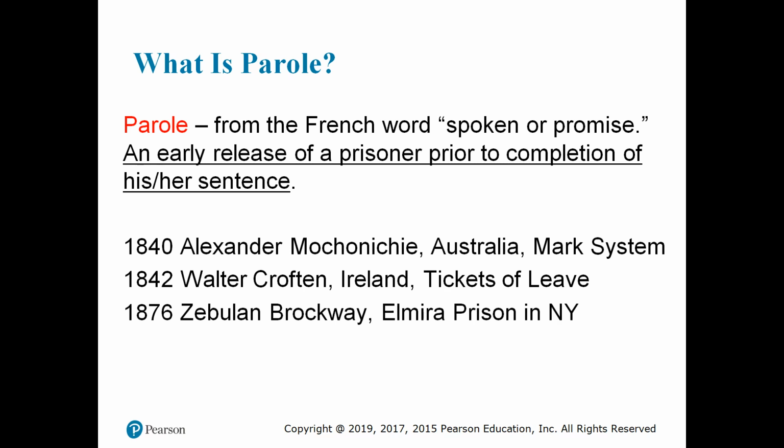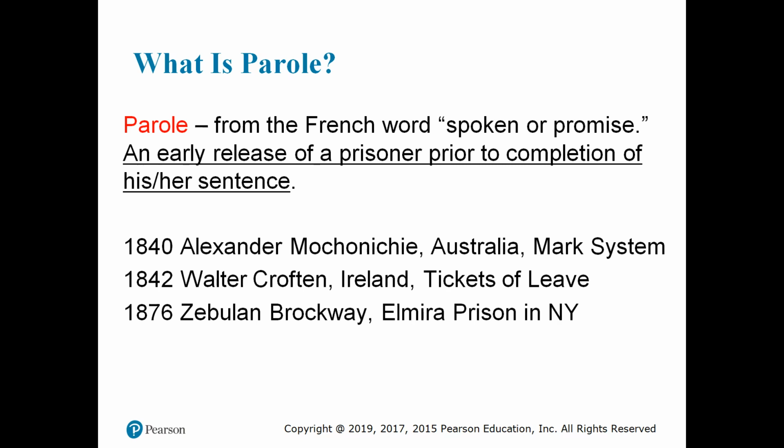So parole actually began prior to probation. And in Australia, Alexander McConaughey invented the mark system. And basically a prisoner who had enough good marks on their record while in prison could actually be let out early because of their good behavior. In 1842, Sir Walter Crofton in Ireland invented the tickets of leave in the prison system there. That system basically let a person out for a period of leave, maybe a weekend or a week, and they actually went to work with the local village or farmers, and they were supervised by those people that employed them. And once these tickets of leave were satisfied and there were no problems or issues, they were eventually released completely. So the ticket of leave system began in Ireland.